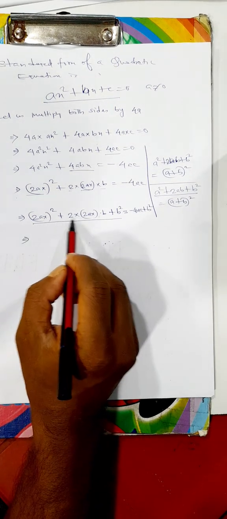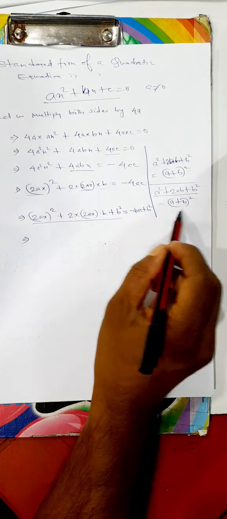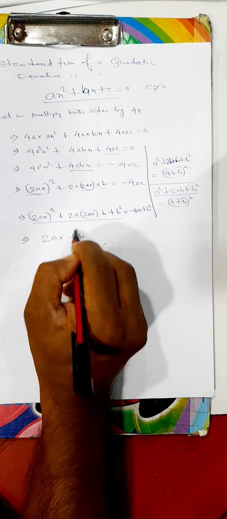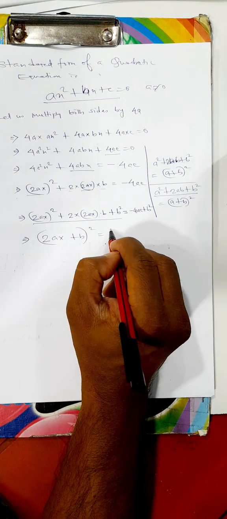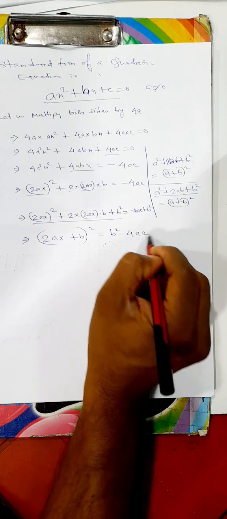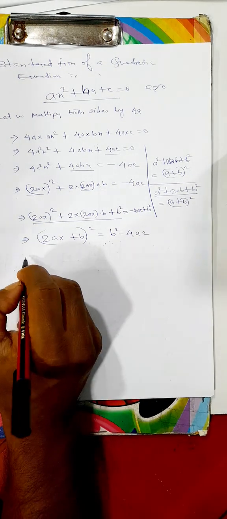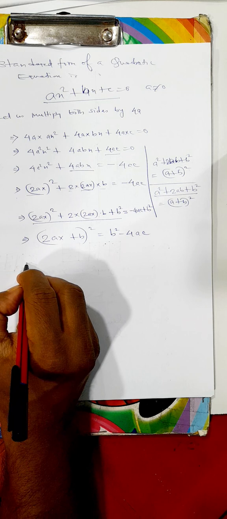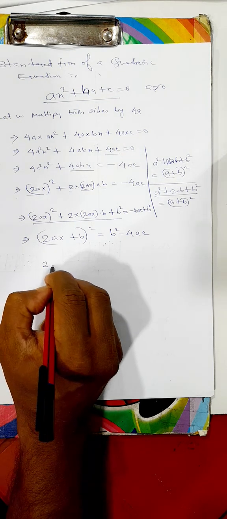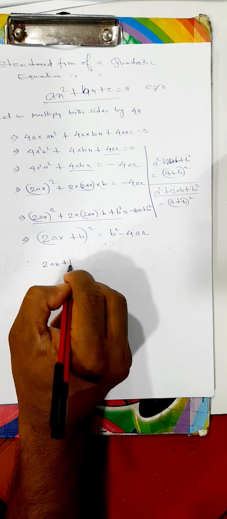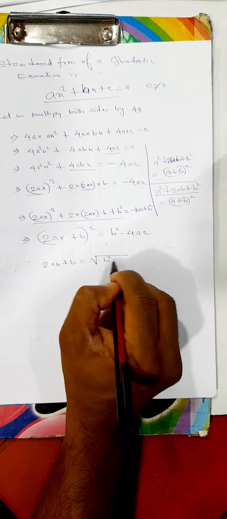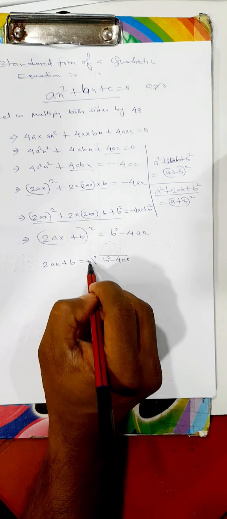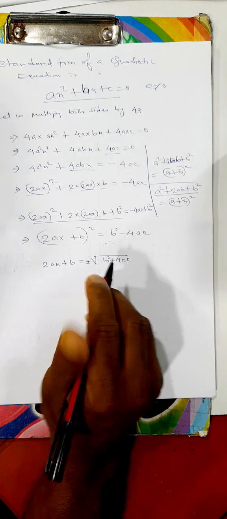a square plus twice of a into b plus b square. So we can write it as a plus b whole square. So here you can write it as twice of ax plus b whole square equal to right hand side, equal to b square minus 4ac, right? Now if we want to find the roots of this equation, we have to take square root. Therefore if we take square root on both sides, twice of ax plus b equal to square root of b square minus 4ac. Now square root of a term is either positive or negative, right?